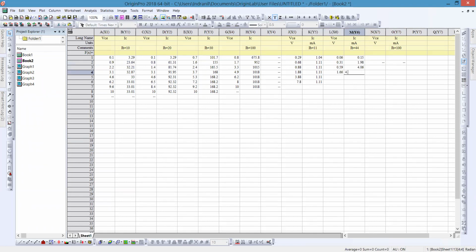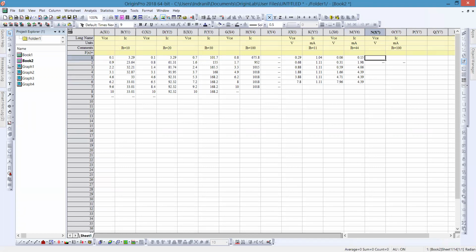4.39. Then 4.71, 4.39. Okay, it is saturated. Next, 7.96, 4.39. Quickly, the next set of data.